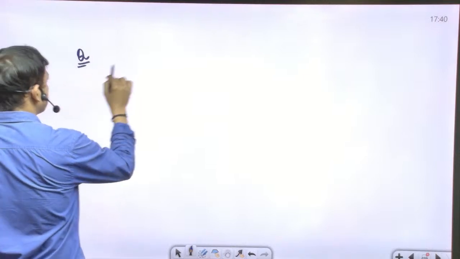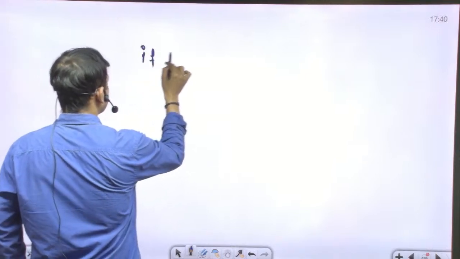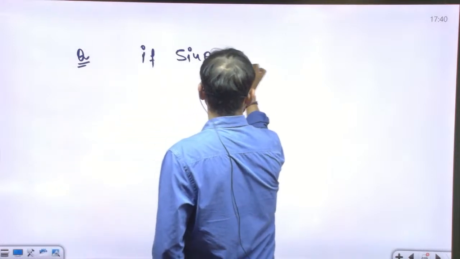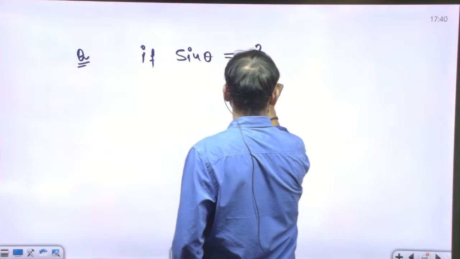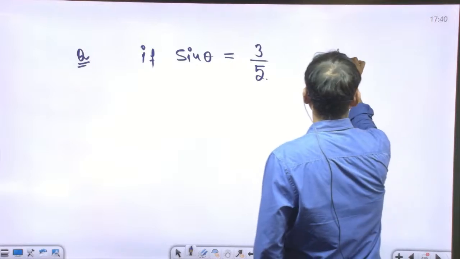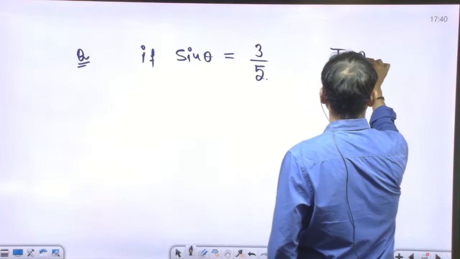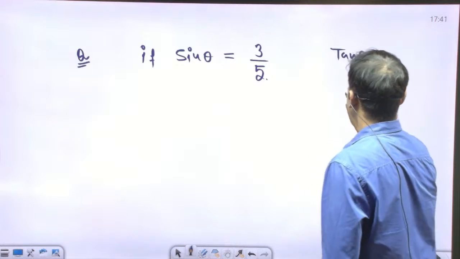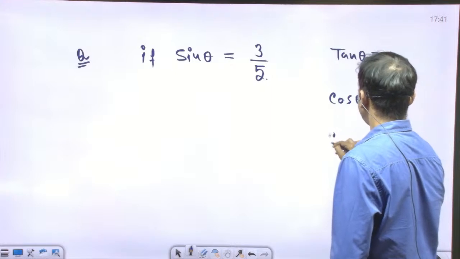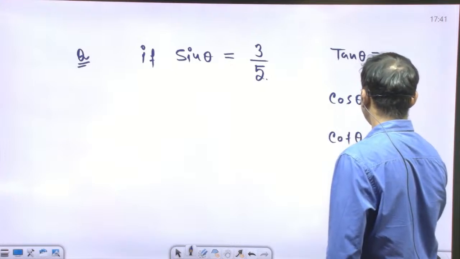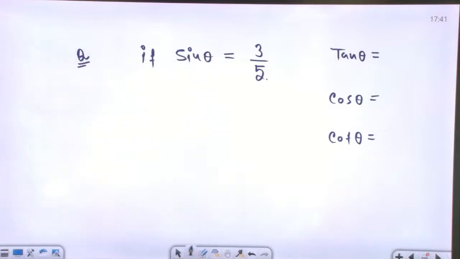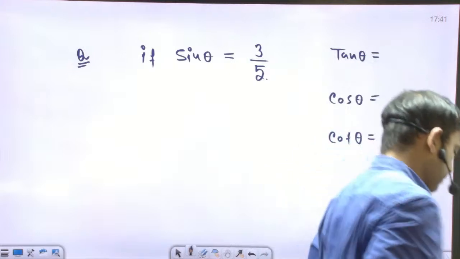Now write one question. If sine theta equals 3 by 5, then what will be the value of tan theta? What will be the value of cos theta? What will be the value of cot theta? These are three questions. Sin theta is given 3/5.